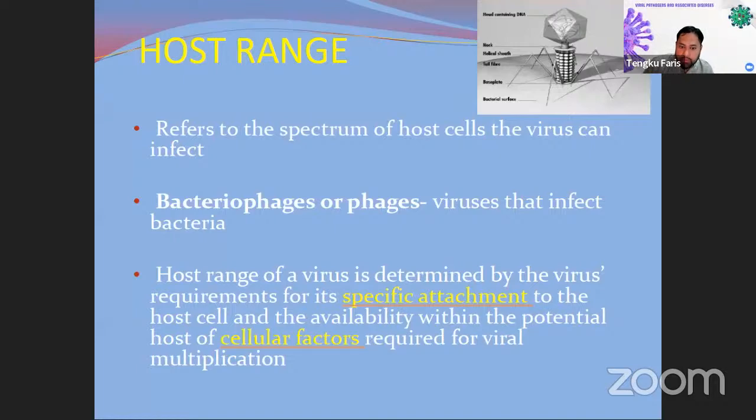So the host range means the range of organisms that the virus can invade. They require very specific attachment to the host cells. Of course, this is important for them to recognize and cling onto the system. And with this strategy, they can modify the DNA or RNA content in the cells and hijack the whole system.